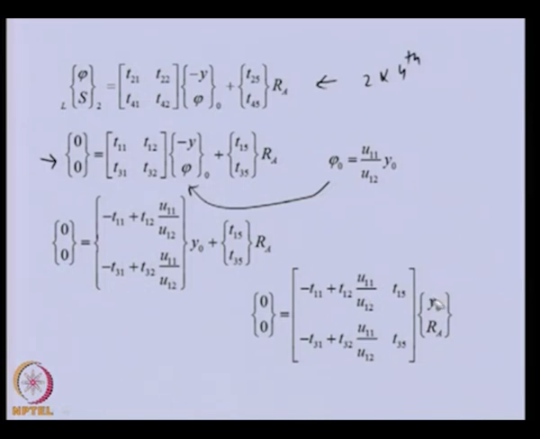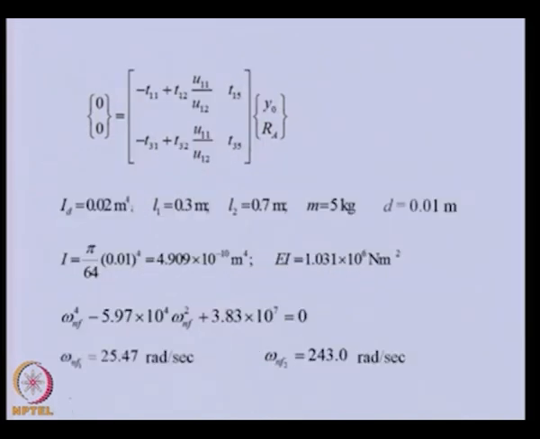Now you can see this homogeneous equation has a non-trivial solution. That means when we do not want R A and y naught to be 0, we need the determinant of this to be 0. That will give us the frequency equation. So, this is the frequency equation, the determinant of this, and for various values of the parameters, if we substitute in this, because the t's and u's will contain only the unknown omega, we will get a polynomial.